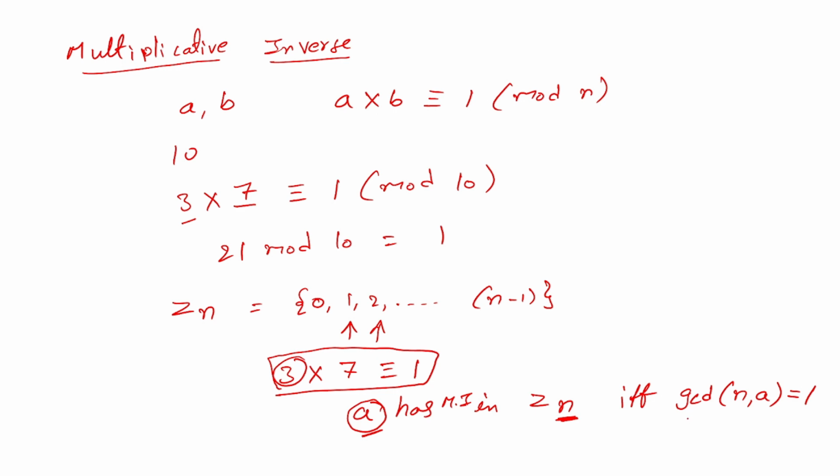Whether the value has a multiplicative inverse or not, using this one, GCD of n comma A is equal to 1, then that means it has a multiplicative inverse. Then what is that multiplicative inverse value? If you want to find the multiplicative inverse value, then you need to follow the extended Euclidean algorithm. In the last session, we already discussed the extended Euclidean algorithm. You can follow that one.